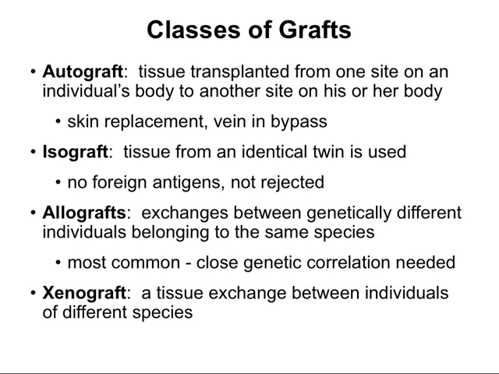Isografts involve tissues from identical twins. Of course, here there are no foreign antigens, and thus there's no real risk of rejection. Allografts are where we see exchanges between genetically different individuals, but they belong to the same species. Of course, the objective is to match the donor and recipient to the most close genetic correlation possible. Allografts are the most common grafts that we see. Xenografts are a little bit less common. They're when we see a tissue exchange between individuals of different species.